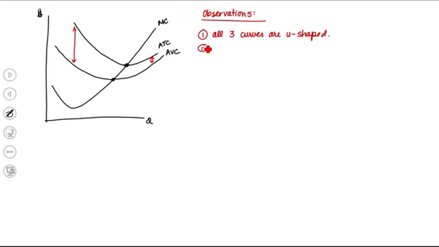Second thing that we observe is that marginal cost intersects at the minimum of average variable cost and average total cost, right? So we see that marginal cost cuts through the minimums. And again, that's not a coincidence. There's a mathematical property. So let's make a little note. There's a mathematical explanation, and we'll go through that.